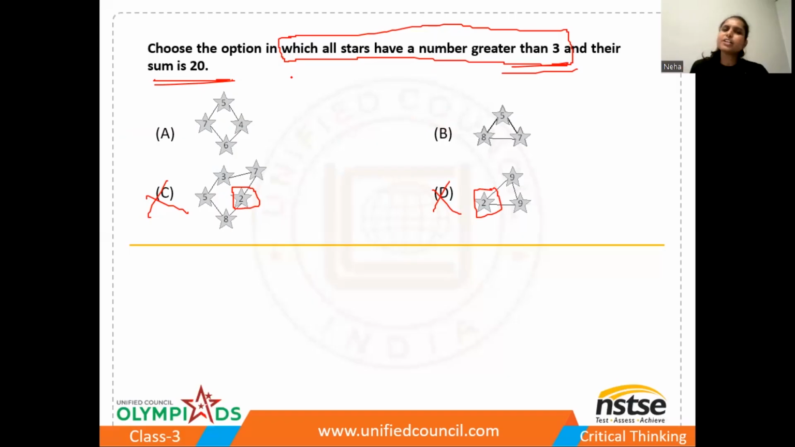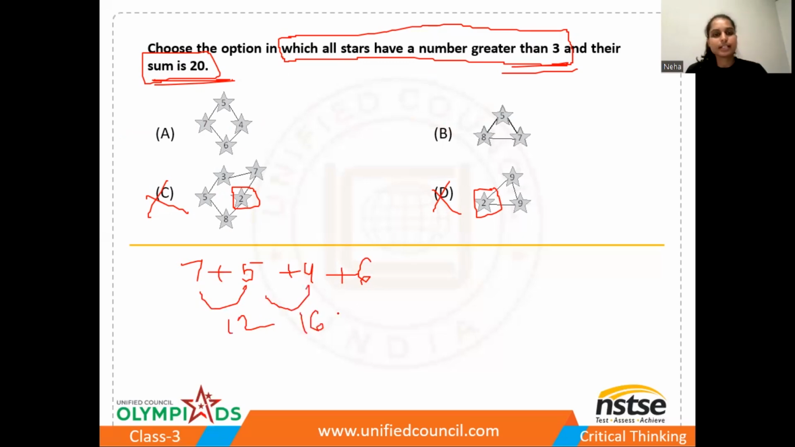So the second condition in the question is that their sum is 20. Okay, sum of the numbers should be equal to 20. So if I go with option A, the numbers are 7 plus 5 plus 4 plus 6. Now let me add all these numbers. 7 plus 5 is 12, right? 7, 8, 9, 10, 11, 12. Okay, 12 plus 4, this is 16. Okay, 16 plus 6, this is 22, which is greater than 20, right? So yes, I can eliminate this option also.